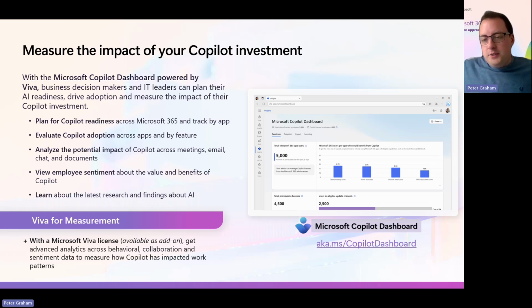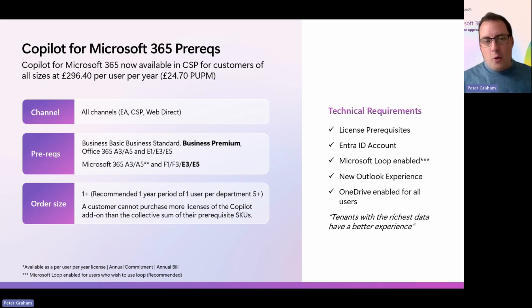Now, when it comes to adopting Copilot and starting to look at Copilot, we want to look at the prerequisites, okay? So it's important to know that any 365 license as of today can be attached to Copilot. So if you've got Business Basic, Standard, Premium, Office E3, E5, F1, etc., you can attach a Copilot license to that user. Now, the license, as I said, is around about £24.70 per user per month, but you have to pay for it upfront in full at £296.40 per year.